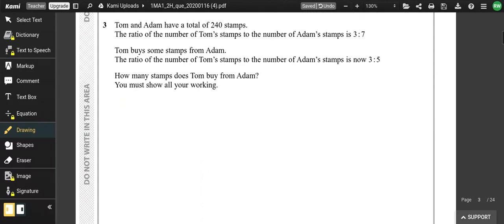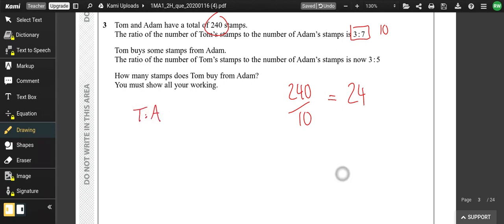Tom and Adam have a total of 240 stamps. The ratio is 3 to 7. So we always just add those and divide the total by that amount. So 240 over 10. And that's what each share is worth. So Tom to Adam is 3 to 7. So we have to do 3 times 24, which is 72. And 7 times 24, what's that, 168? So initially that's what's happening there.